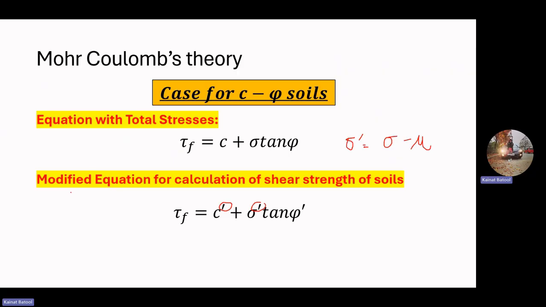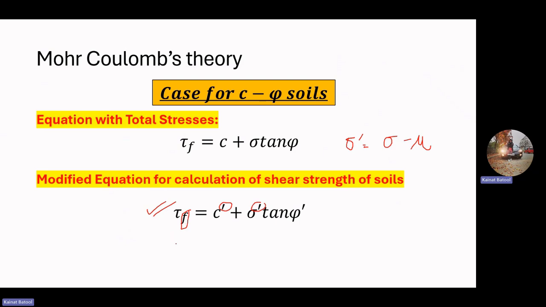So basically Mohr modified the equation for calculation, which is in use till now: tau f equals c dash plus sigma dash tan phi dash. So these are the basic effective stresses. Now we know that this f depicts the failure point. So this tau would be the shear strength at failure, that is, the ultimate shear strength we are calculating.